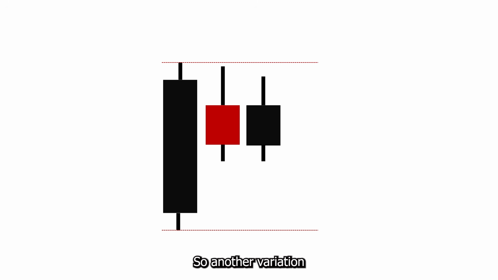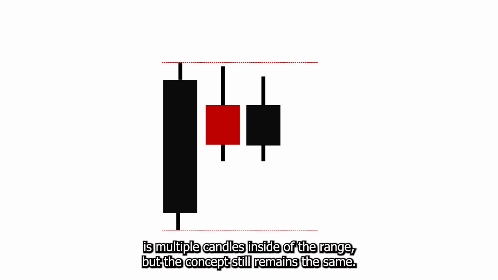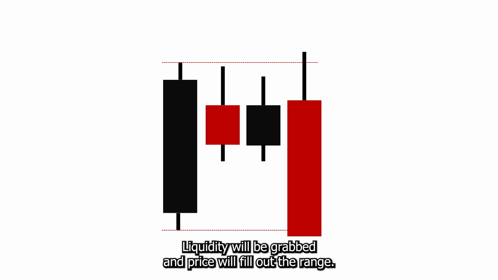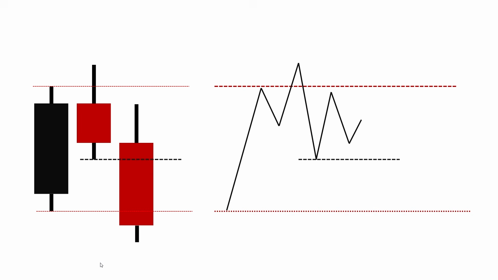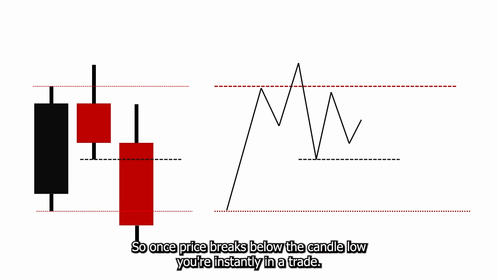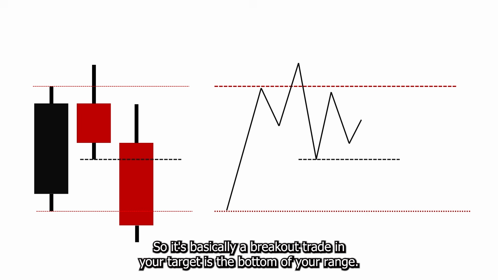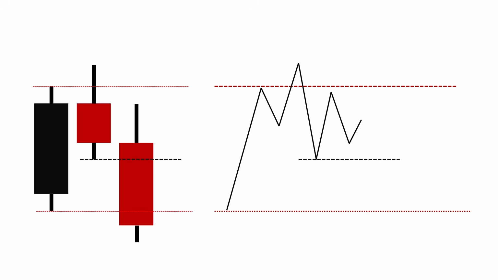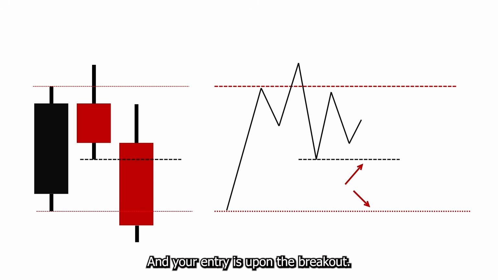So another variation is multiple candles inside of the range, but the concept still remains the same. Liquidity will be grabbed and price will fill out the range. So let's talk about the high volume continuation entry. So once price breaks below the candle low, you're instantly in a trade. So it's basically a breakout trade, and your target is the bottom of your range. So once price breaks below this level, you're instantly targeting this range, and your entry is upon the breakout.